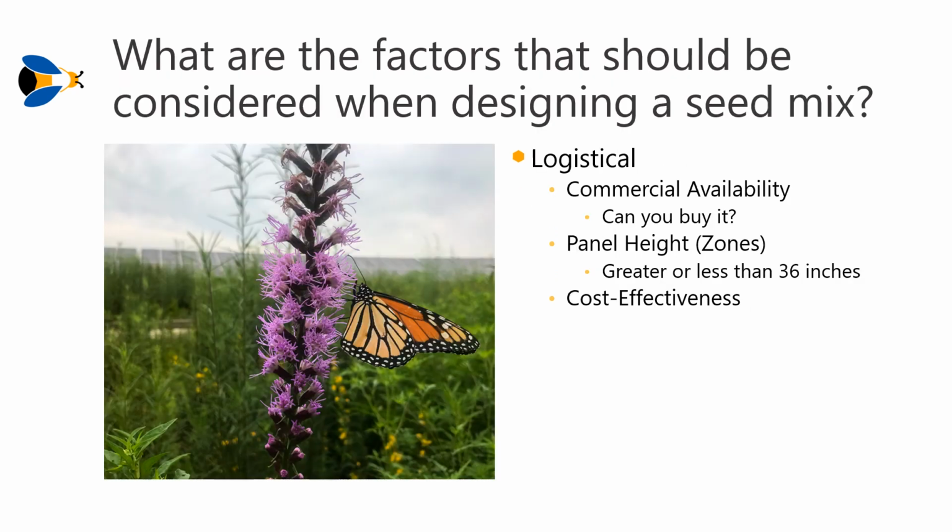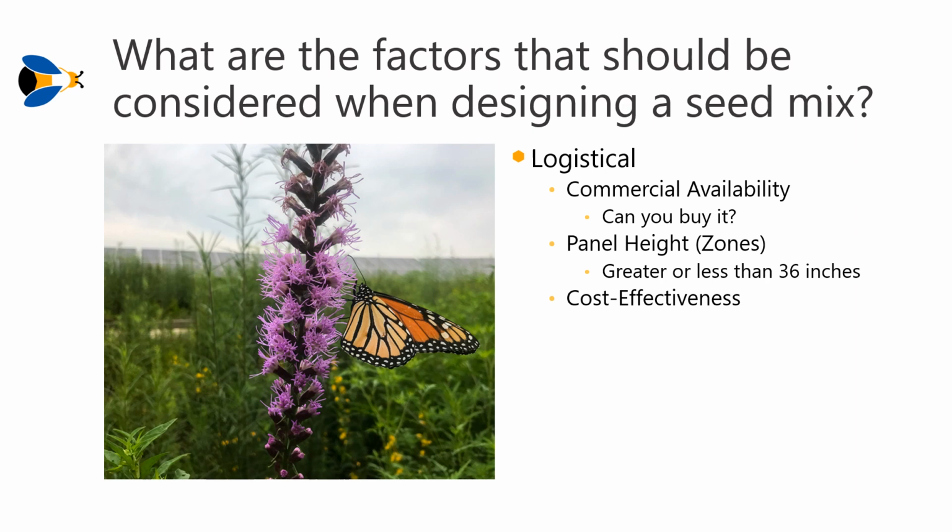There are several logistical factors that need to be considered when designing a seed mix. The first is commercial availability. Can you buy it? Your seed mix needs to be composed of species that you can purchase on the open market. Not all native species are commercially available. Therefore, this will select the pool of species that you have to choose from when you're designing your seed mix.